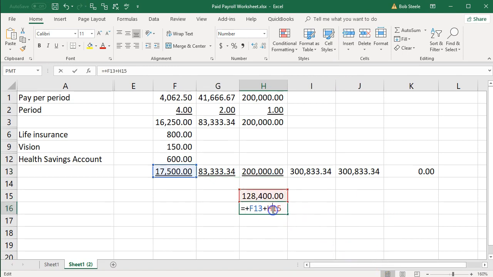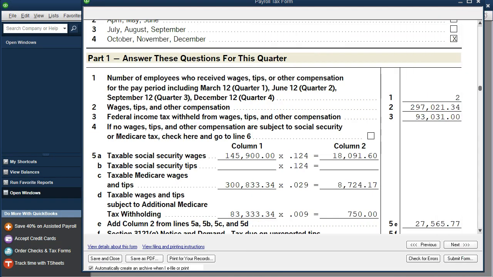So in other words, if we add up Anthony's earnings and the capped earnings at $128,400, that's going to give us the Social Security $145,900. So that's going to be these 2 items here. The difference between this $300,000 and the $297,21 for FIT should be the contributions into the employee 401k plan.